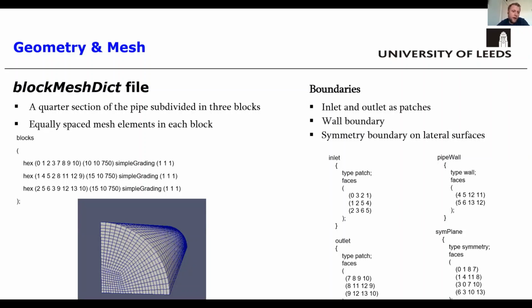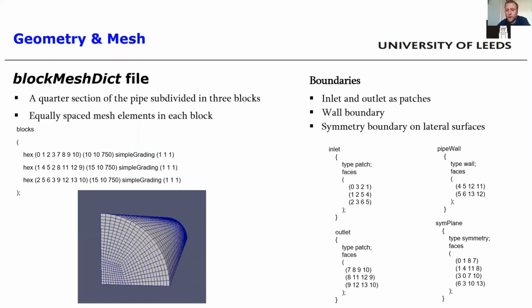Of course, you have to define curved edges on the wall surface of the pipe. And the other thing to say is that for the boundary definition, we have the wall, an inlet and outlet patch, and also the two lateral surfaces are defined as symmetry, and a symmetry boundary condition is imposed for all the relevant variables.